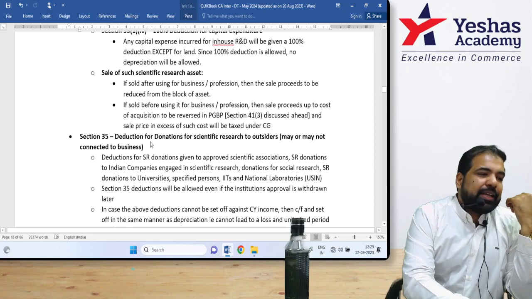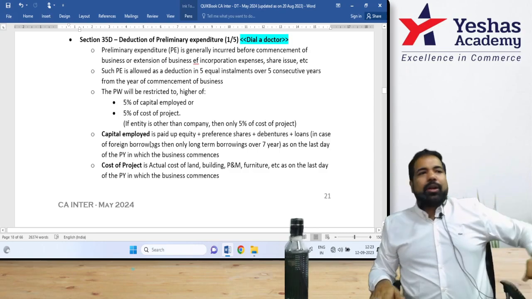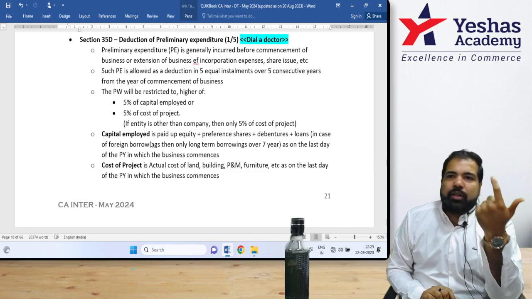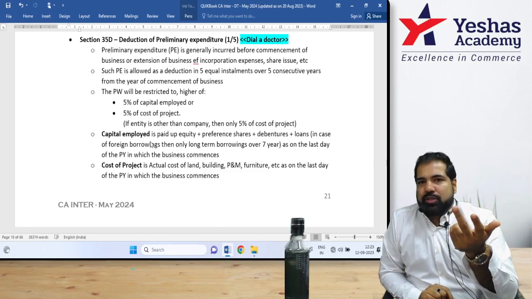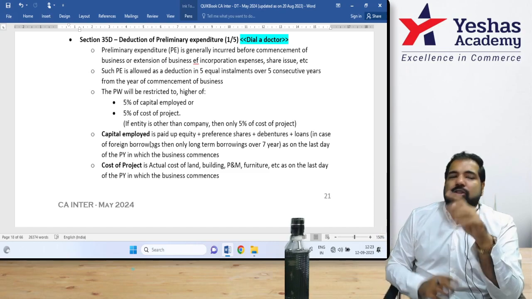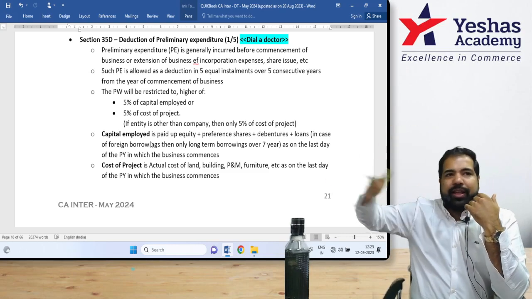100%. Next, guys, can you minus preliminary expenditure? Preliminary basically means before you start your business, like registering the company, MOA, AOA. Can you have deductions there? Yes, the government says I'll give it to you, but not as a cake, as a pastry. So if your preliminary expenditure is 20 lakh, divide by what, guys? 5, over the next 5 years.